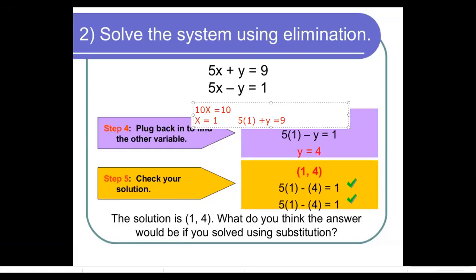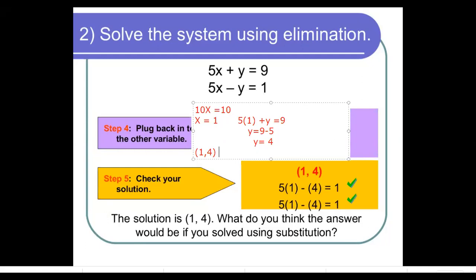So we have to find the value of y. Then the value of y will be equal 9 minus 5. It will be equal what? Equal 4. So the value of y equal 4. Right? So the solution for this system will be 1 and 4. And we can take it and go back to check the answer like this. So it will be 5 times 1 minus 4 equal 1, and 5 times 1 minus 4 equal 1.